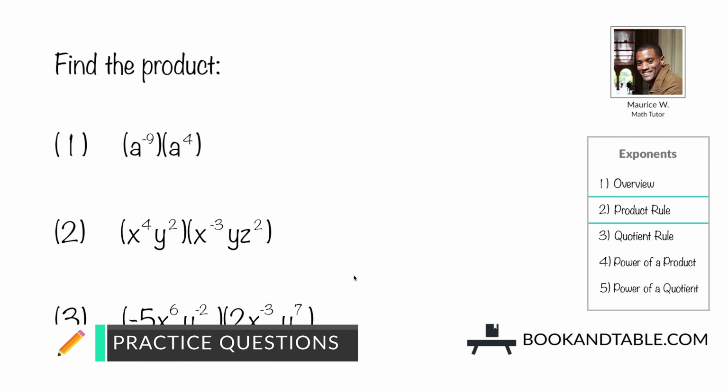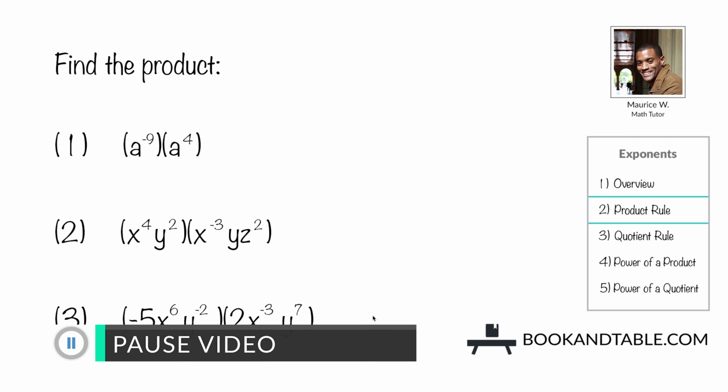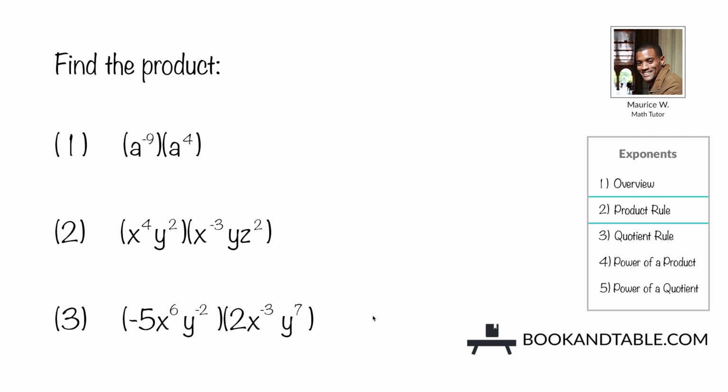Now let's have you do a few practice questions. Find the product. Question number 1, a to the negative 9 times a to the 4th. Question number 2, x to the 4th y squared times x to the negative 3 y z to the 2nd. And question number 3, negative 5 x to the 6th y to the negative 2 times 2 x to the negative 3 y to the 7th. Pause the video, answer this question, and then press play when you are ready to begin.